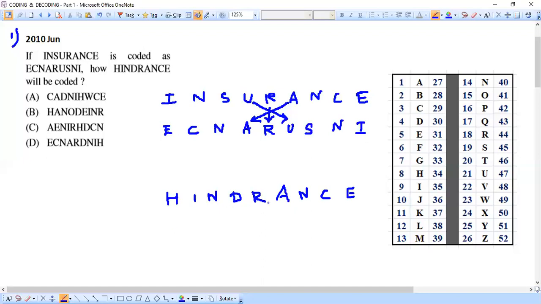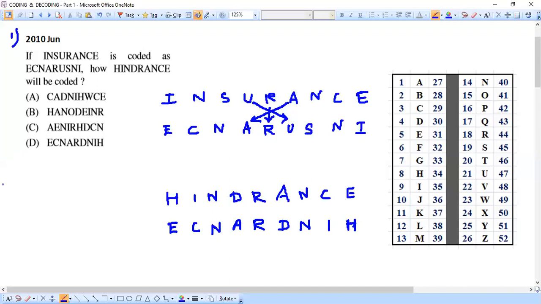It's very easy for us to say. Again, this word is hindrance, and the letters we need to reverse. Starting from the last, we get E. This E comes here, and last but one we have C. That C comes here. Going in reverse order: N, then A, then R, then D, then N, then I, then H. So this is going to be our final answer.